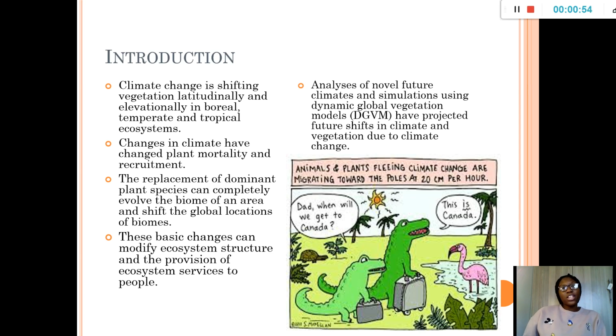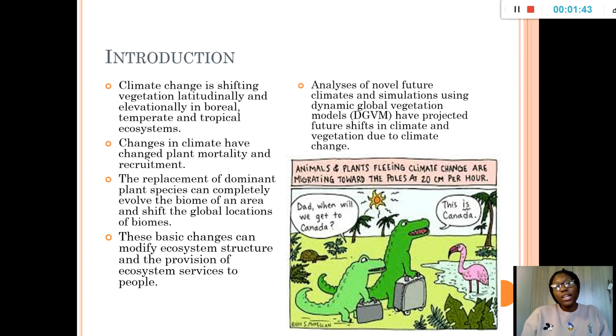Climate change is shifting vegetation latitudinally and elevationally in boreal, temperate, and tropical ecosystems. Changes in climate have changed plant mortality and recruitment by suppressing physiological thresholds and altering wildfire and other disturbances. The replacement of dominant plant species can completely evolve the biome of an area and shift the global locations of biomes. These basic changes can modify ecosystem structure and the provision of ecosystem services like availability of water resources and firewood to people. Analysis of novel future climates and simulations using global vegetation models have projected future shifts in climate and vegetation due to climate change.